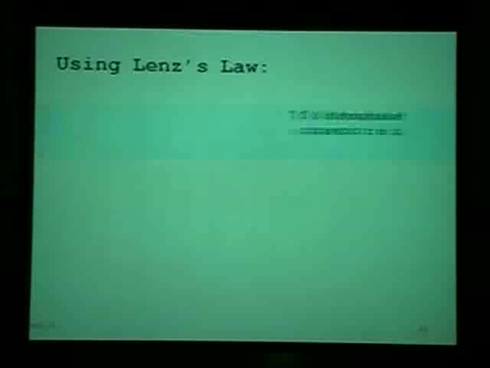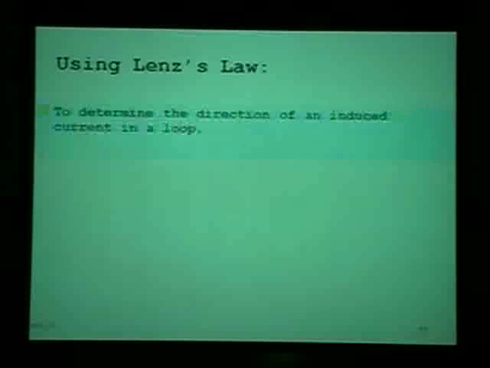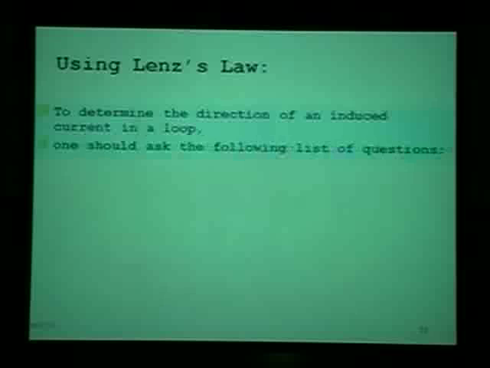But we want to be able to recognize this change. So this is an important little section to recognize Lenz's Law. And so to determine the direction of an induced current in a loop, one should ask the following list of questions. This list of questions is something I've come up with. I don't think it's in your book. It's just what I say is your hierarchy of decision making in trying to figure out what direction the current should be flowing.